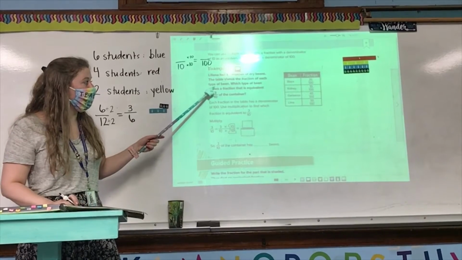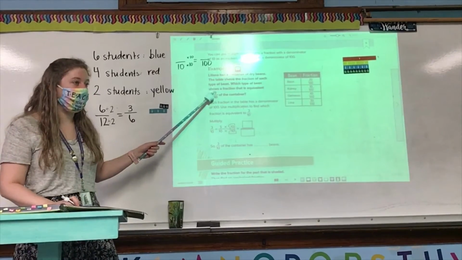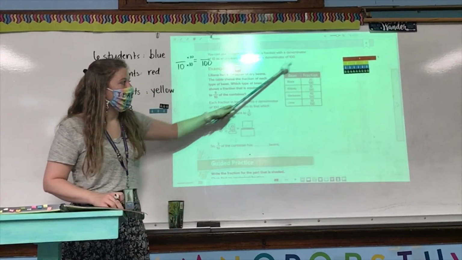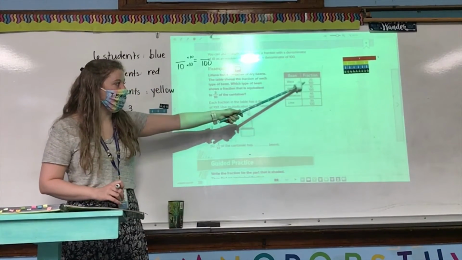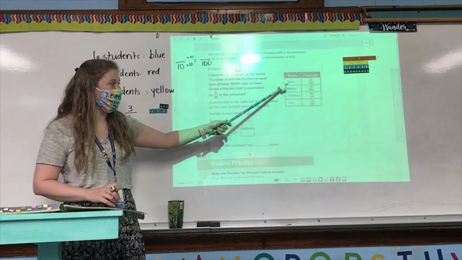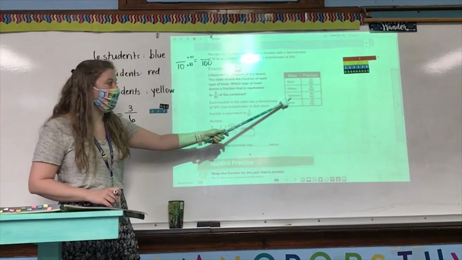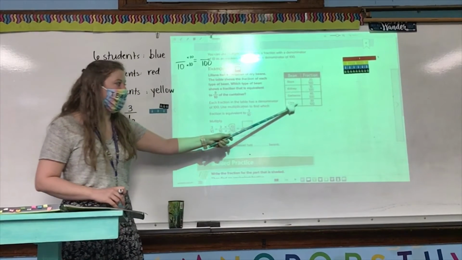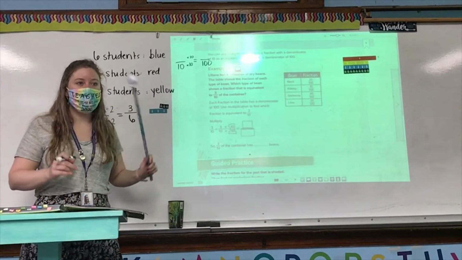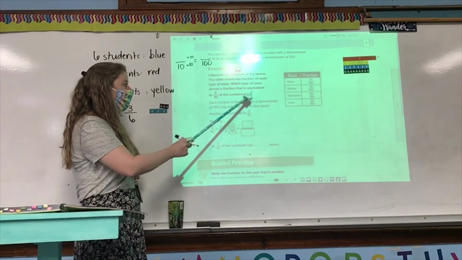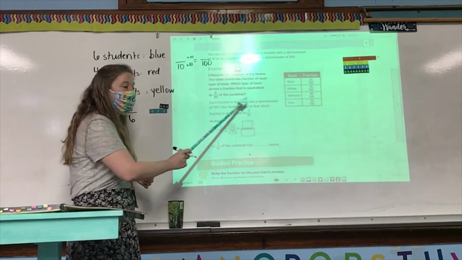The table shows the fraction of each type of bean. Okay, that tells me that this table will tell me how much of the container are black beans, how much of the container are kidney beans, how much of the container are garbanzo beans, and how much of the container are lima beans. Which type of bean shows a fraction that is equivalent to 3/10 of the container?